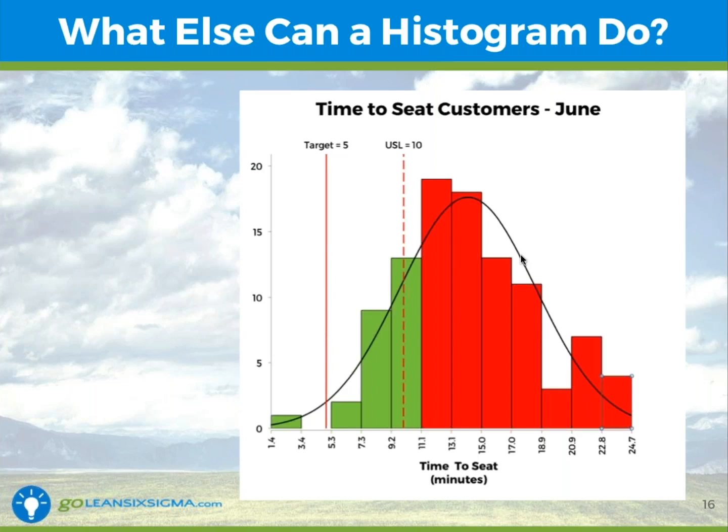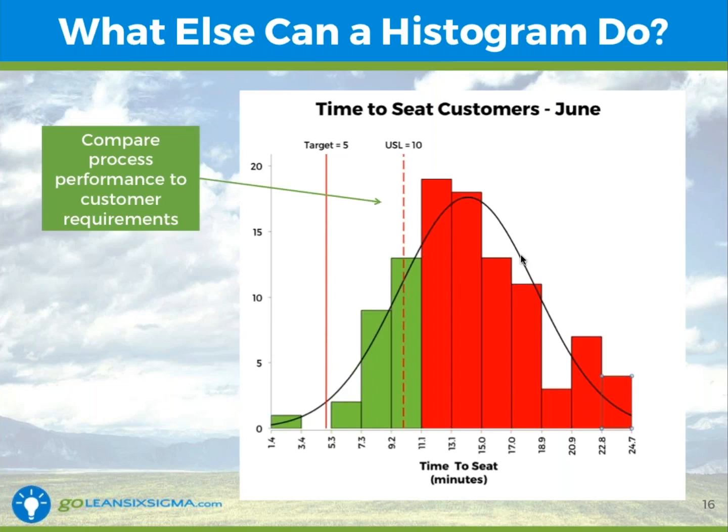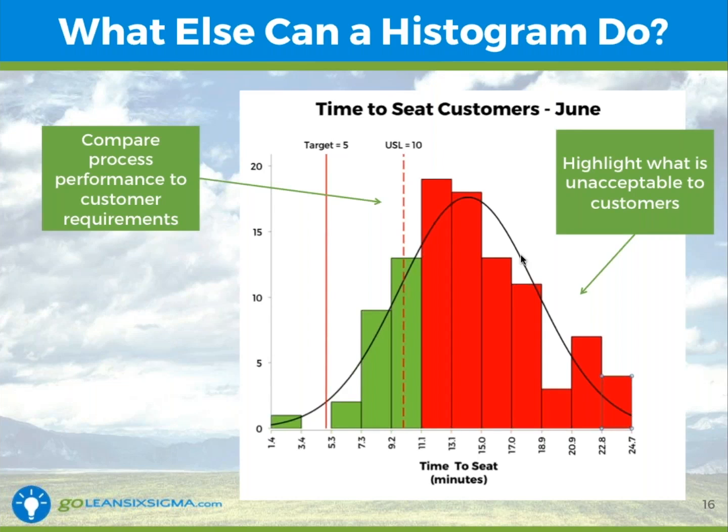So this chart can include those customer requirements, so then you can compare how your process performs compared to what customers want. You can also change the color of the bars. In this case, we highlight everything over 10 minutes to show basically customers would be seeing red, right? They'd be really peeved if one of these times was their experience.